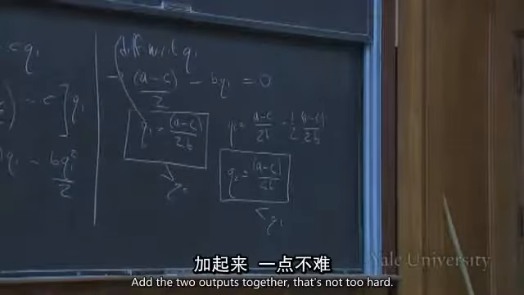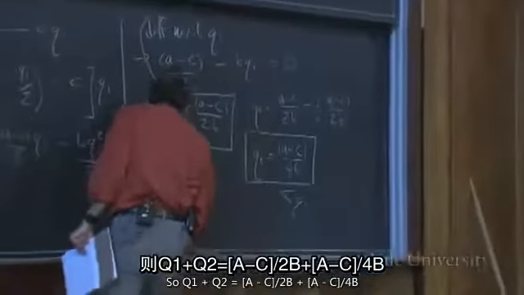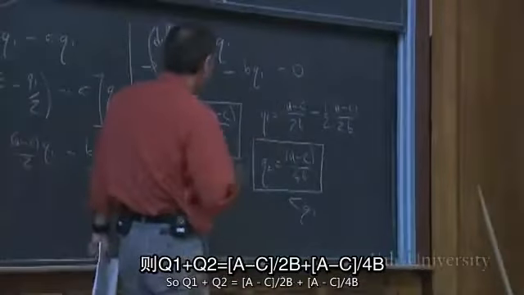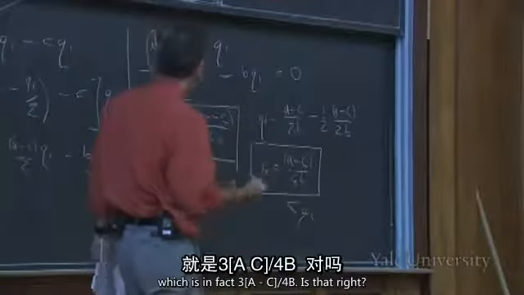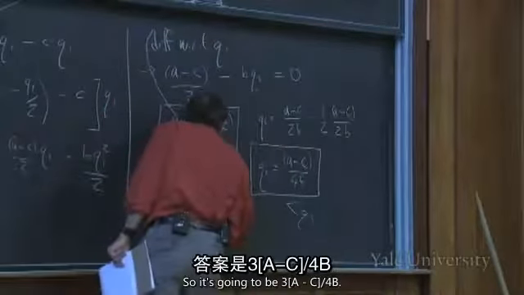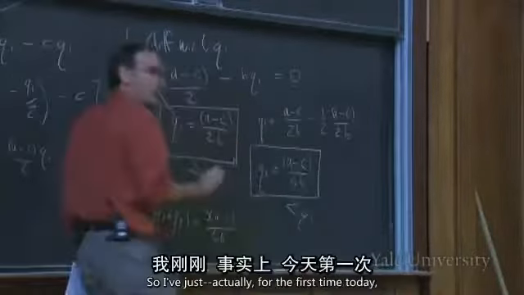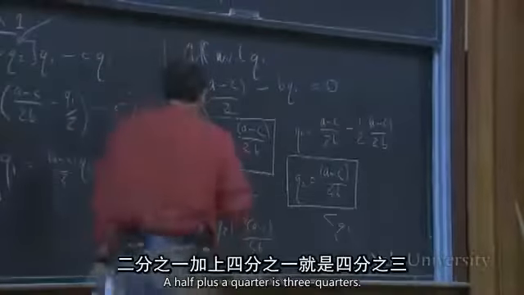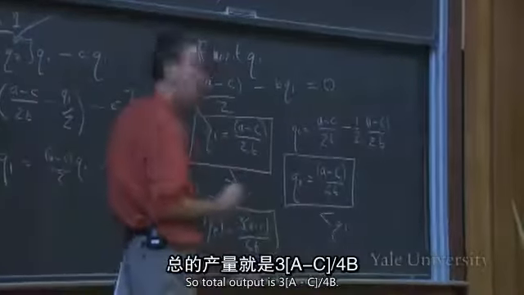Add the two outputs together. That's not too hard. All right, so Q1 plus Q2 is equal to (A minus C) over 2B plus (A minus C) over 4B, which is in fact 3(A minus C) over 4B. Is that right? So it's going to be 3(A minus C) over 4B. So I just actually, for the first time today, skipped a step, but is that okay? A half plus a quarter is 3/4. Okay, right. So total output is 3(A minus C) over 4B.